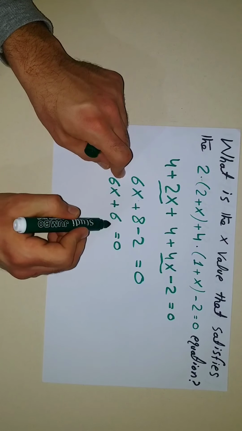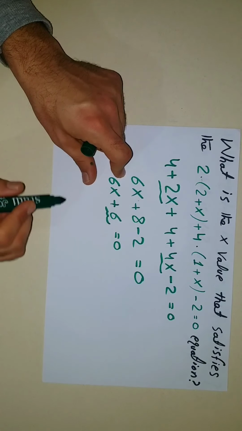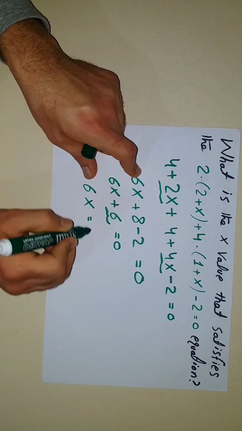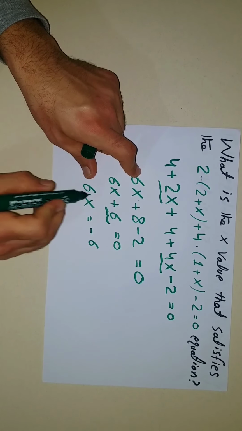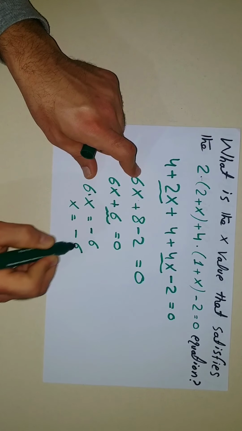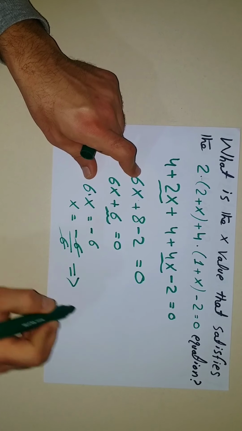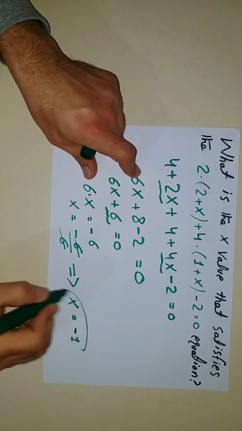Now I will transfer this 6 to the other side of the equation. So if it is plus, it will go as a minus to the other side of the equation. 6x is equal to minus 6. Now it is in multiplication, so on the other side it will go as a division. Minus 6 divided by 6. Those 6 will cancel with each other. So the value of x will be minus 1.